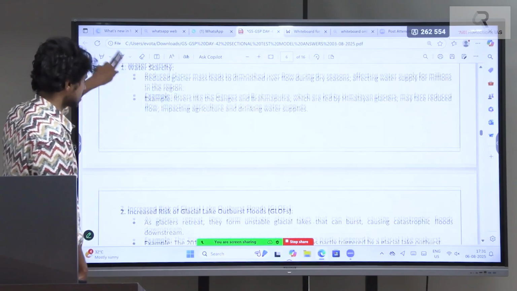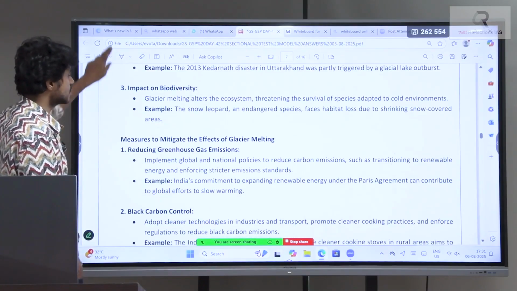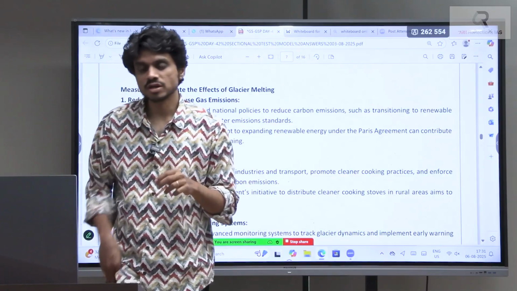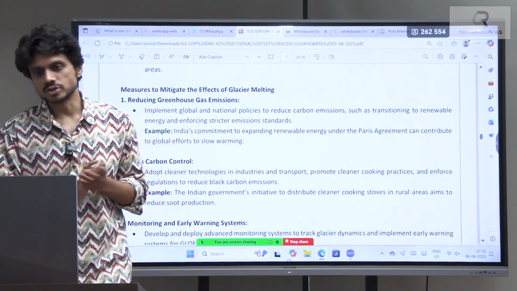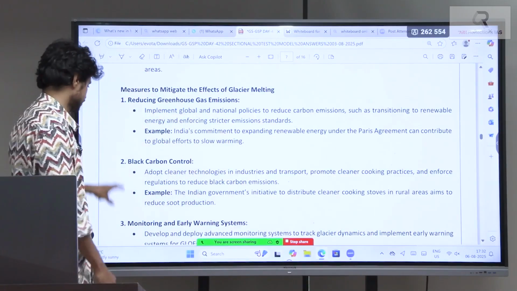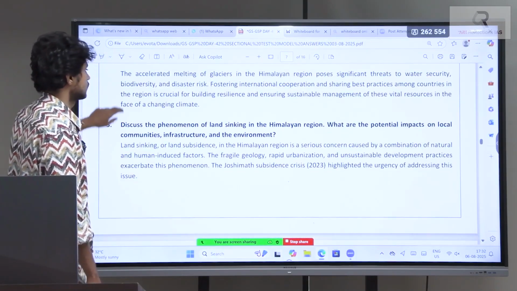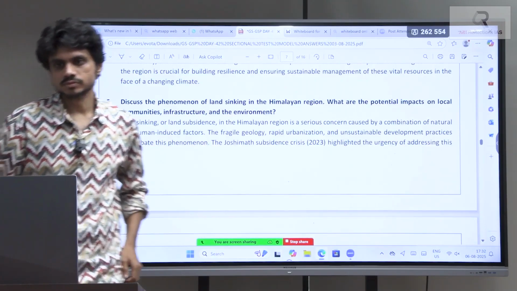Now here, water scarcity, increased risk of glacier outbursts and all, I have given you a much better framework and you will be able to write more points. When you have this framework, you can use more content to generate the points, right? So are we clear? Okay.